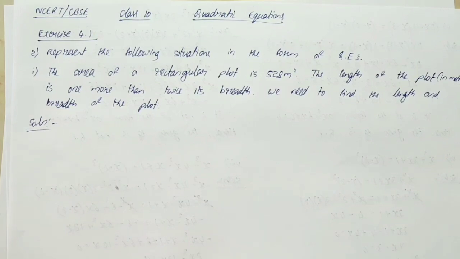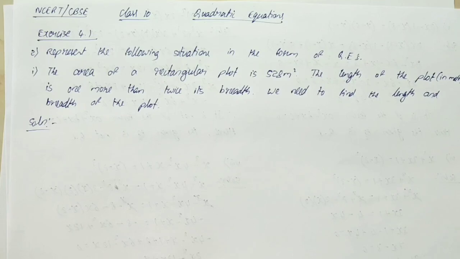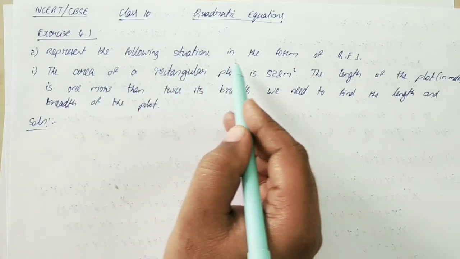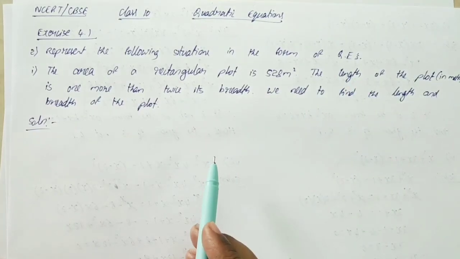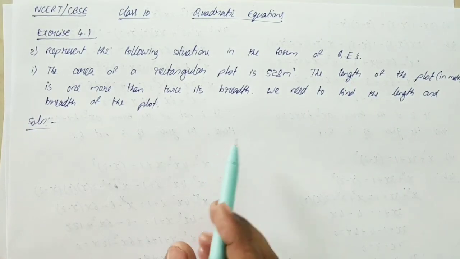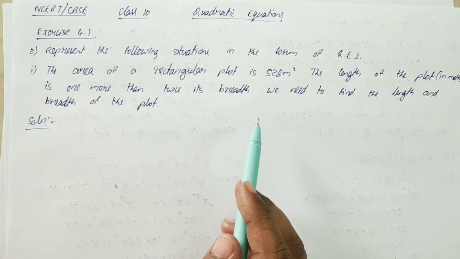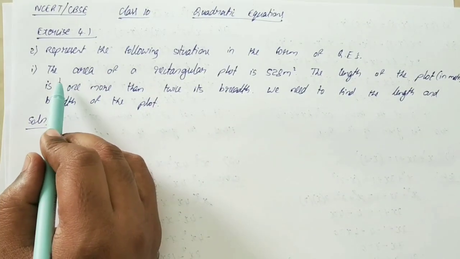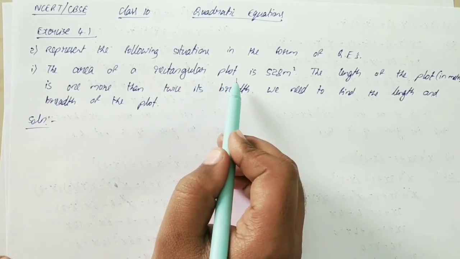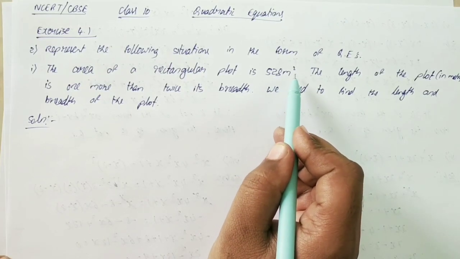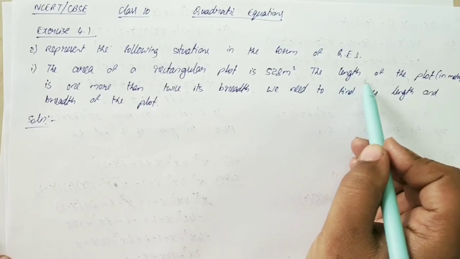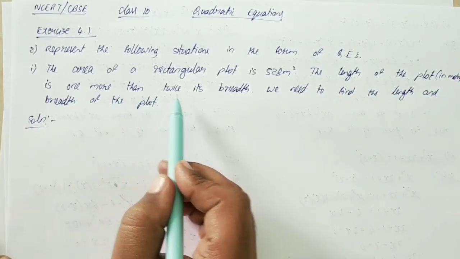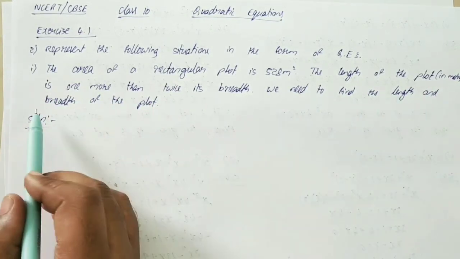We are going to solve question number 2 of exercise 4.1 of the chapter Quadratic Equations. The question is: represent the following situation in the form of a quadratic equation. So we have to represent the given situation in the form of a quadratic equation. First one: the area of a rectangular plot is 528 meter square. The length of the plot is one more than twice its breadth. We need to find the length and breadth of the plot.